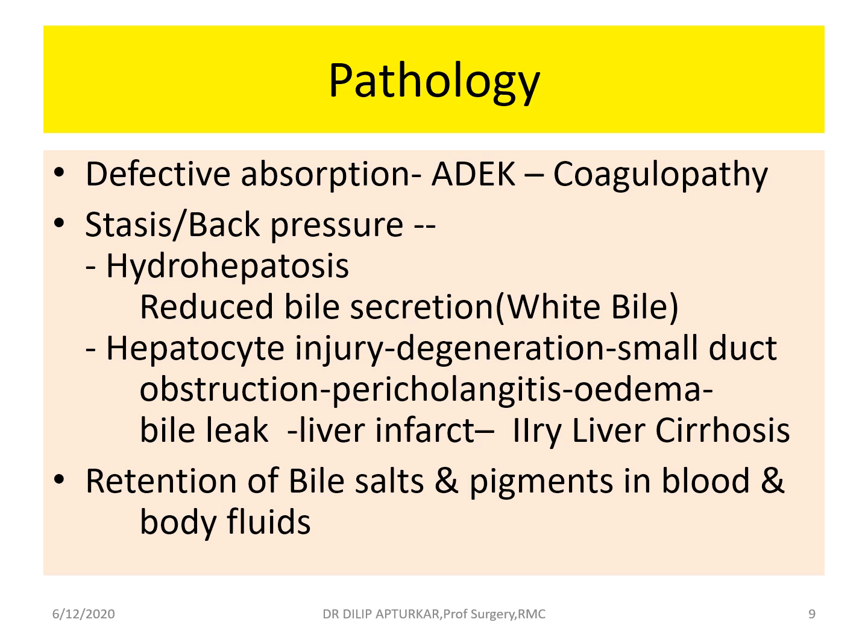This back pressure will cause hepatocyte injury. It will result into degeneration of hepatocytes. There is a small duct obstruction, periductal fibrosis, pericholangitis, edema, bile leak. Then again liver infarction that will result into atrophy of liver, and ultimately it will end up with the secondary liver cirrhosis. And again cirrhosis will lead to portal hypertension. Retention of bile salts and pigments in blood and body fluids occurs.